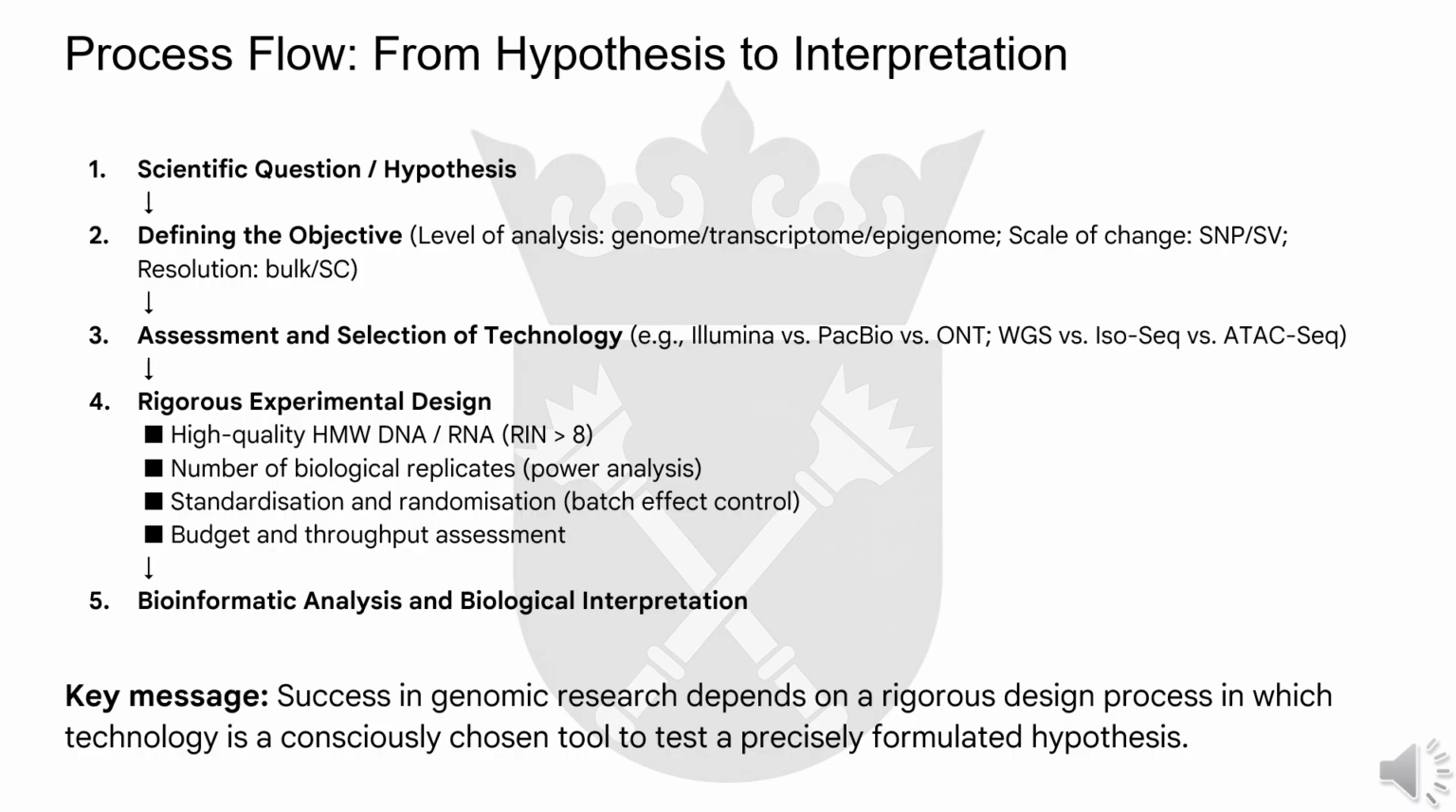Then comes experimental design. Here, all the issues we discussed earlier come into play: material quality, number of replicates, batch effect control, power assessment, realistic budget. And only then, when we have a well thought out and executed experiment, do we move on to bioinformatic analysis and biological interpretation. And it's worth remembering, success doesn't start in the sequencer. It starts in the planning step. Technology is just a tool, a powerful one, but one that requires conscious use.